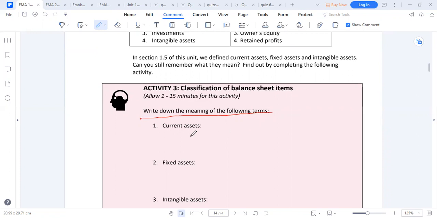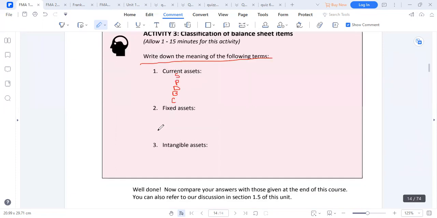Cash in the bank. Inventory. Cash, bank. Give me the order. Debtors and payments, stock and inventory. Yes, inventory, correct. Fixed assets, examples: buildings, land, motor vehicles, fittings and fixtures, all these are assets.